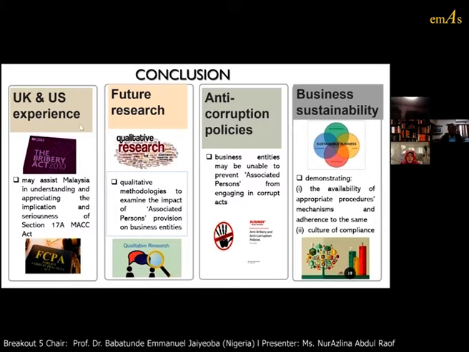The UK and US experience may assist us in understanding the seriousness of Section 17A. Future research may embark on qualitative methodologies to examine the impact of associated persons on business entities. Even though companies have anti-corruption policies, there's no guarantee that they can control corruption. They may not be able to do that.